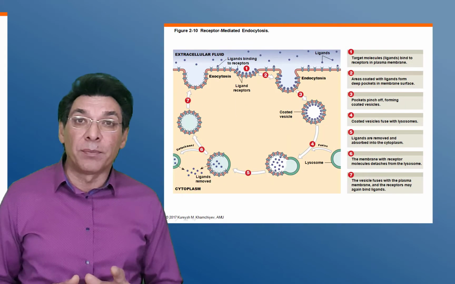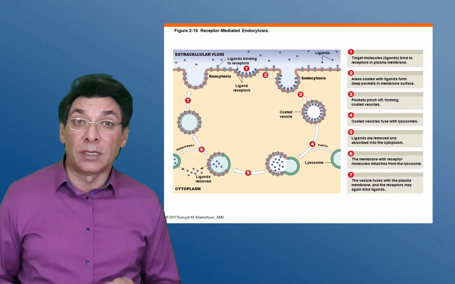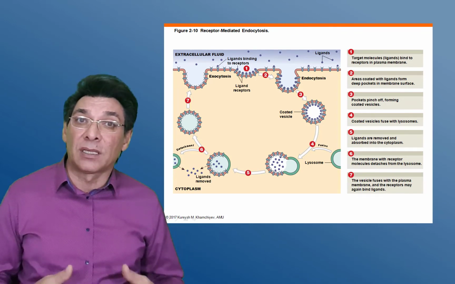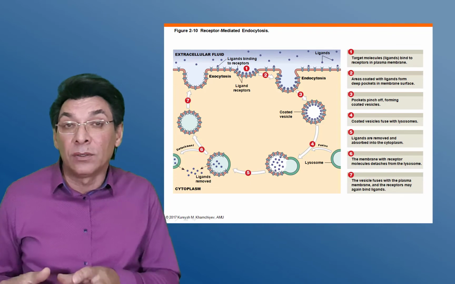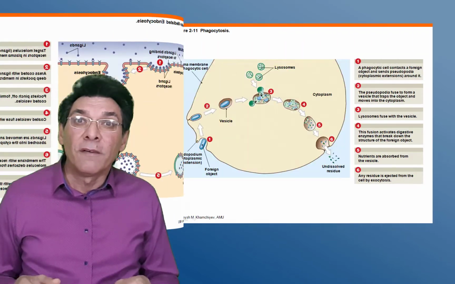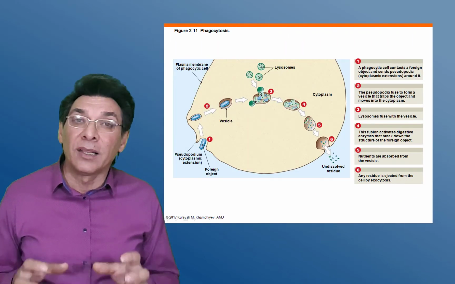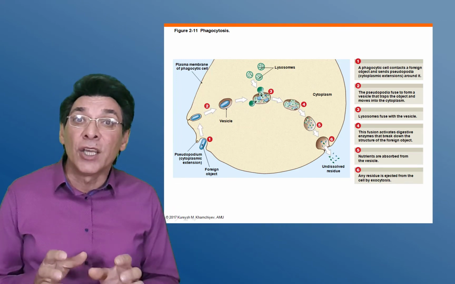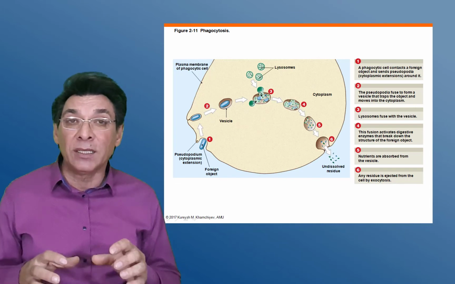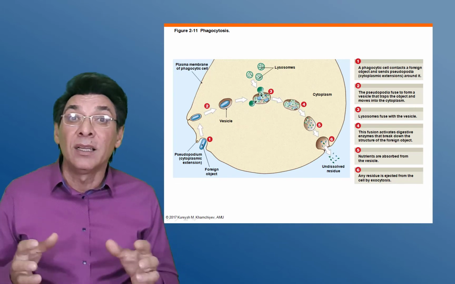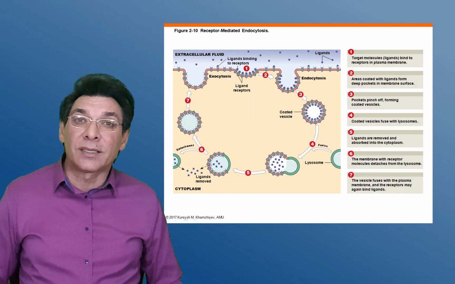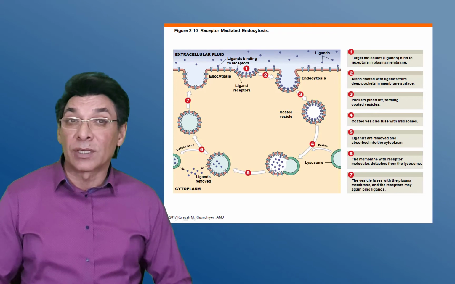The first type is pinocytosis, cell drinking, relatively unselective, whereby intracellular fluid is transported into the cell. Second, phagocytosis, cell eating, which is a process whereby cells engulf a particle or another cell into a much larger vesicle. Third type is receptor-mediated endocytosis.